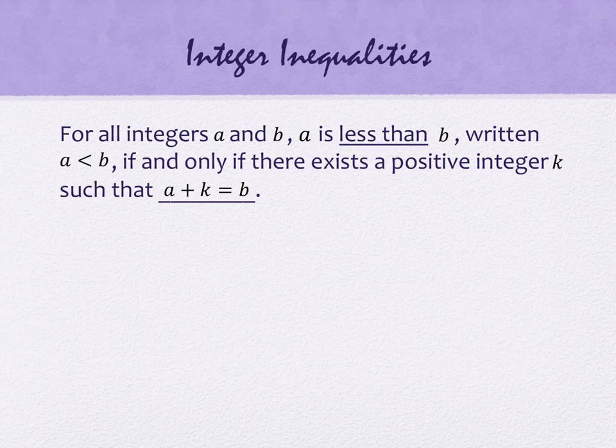All right, integer inequalities. For all integers a and b, a is less than b, written a < b, if and only if there exists a positive integer k such that a plus k is equal to b. This looks just like what we did when we did whole numbers, right? Are you seeing the theme for the section? Same song, second verse. Hardly any different than what we've seen before.